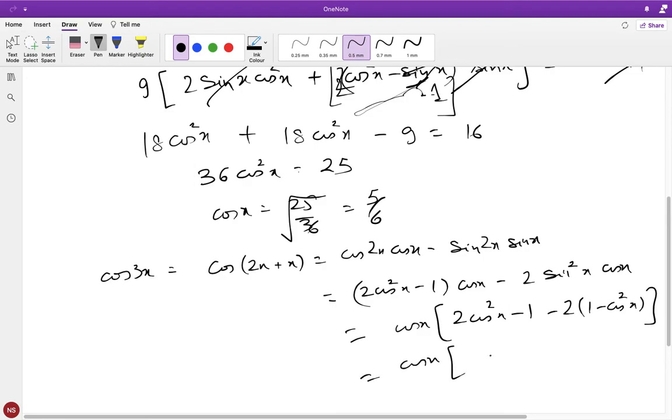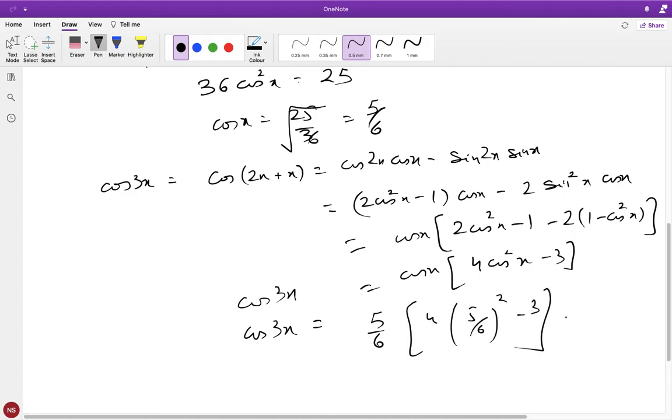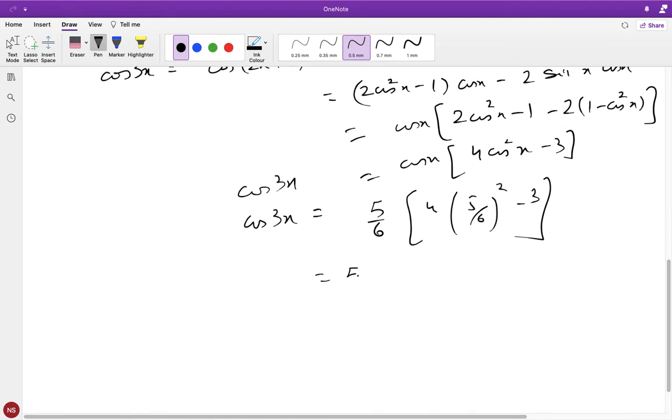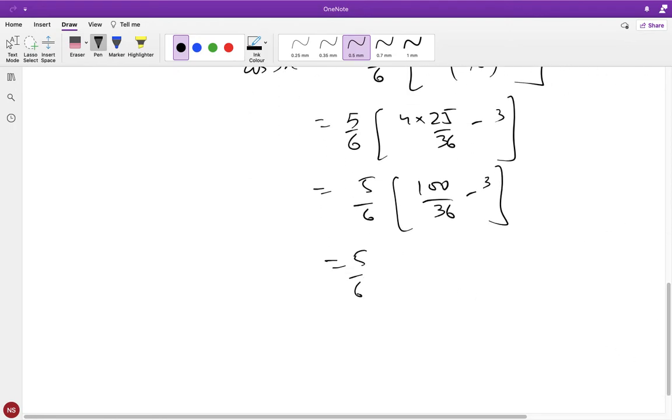2 cos square x minus 1 minus 2 sin square x, where sin square x is 1 minus cos square x, is equal to cos x into 2 plus 2 is 4 cos square x, and minus 1 and minus 2 is minus 3. Now cos x is given to me, I can find out cos 3x. Four into 25 by 36 minus 3. 25 times 4 is 100, so 100 by 36 minus 3. 100 minus 36 times 3 is 108, by 36.